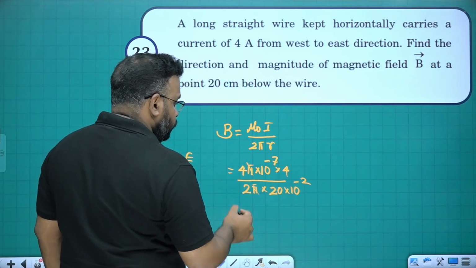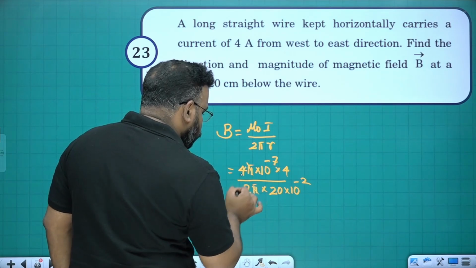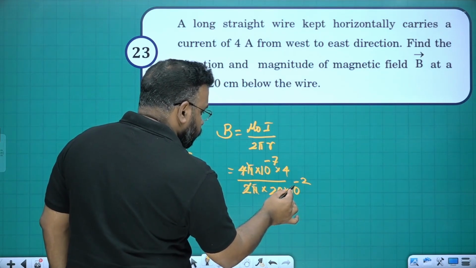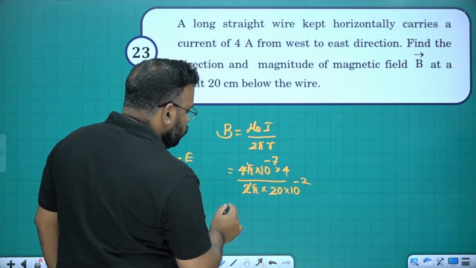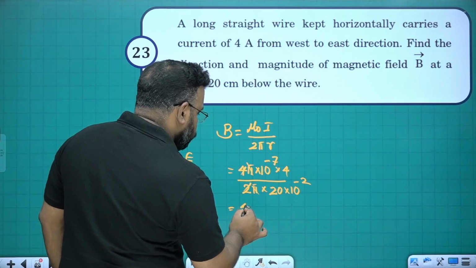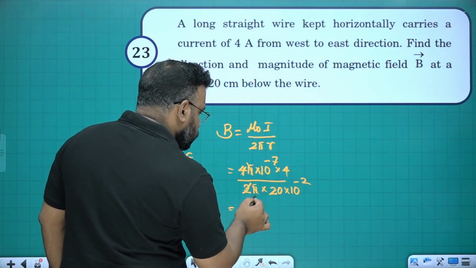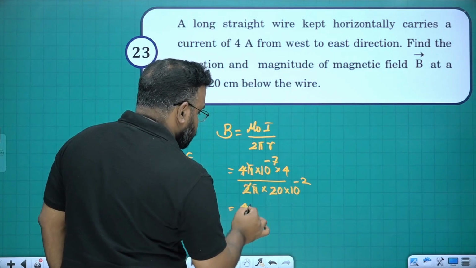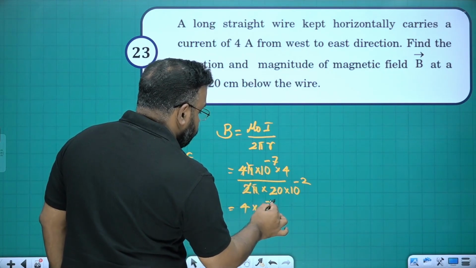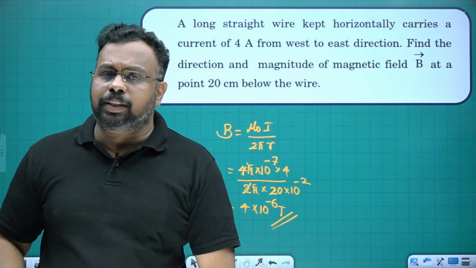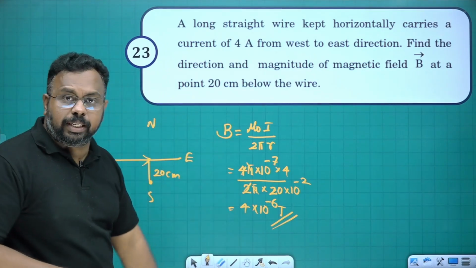Pi got cancelled. 4, this 2 will be cancelled. So 10 power minus 1 will be there. Minus 1 will go up, it will be plus 1. So we get 4 into, this 2 also got cancelled, right? Minus 7 plus 1, so minus 6. 4 into 10 power minus 6 Tesla. This is the magnitude. 4 into 10 power minus 6 Tesla. Easy question, magnetic field due to a straight conductor.